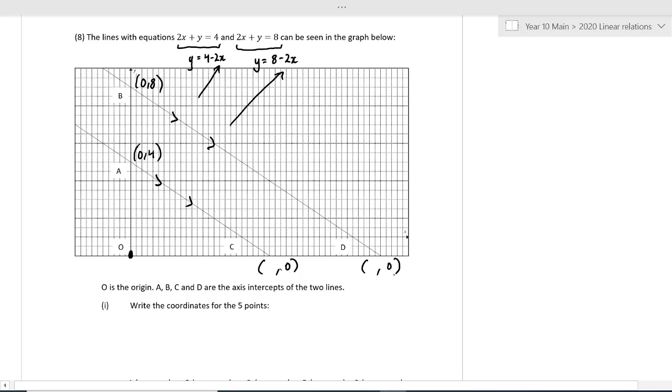Okay, so what we're going to do is we're going to be very careful. To find D, we're going to have to use this equation here. You could use this one as well. You could set y equals 0 and it's still going to work. If y was 0, that cancels out. 2x is equal to 8, so that means that x would be equal to 4. So let's put that in. There you go. That's (4, 0).